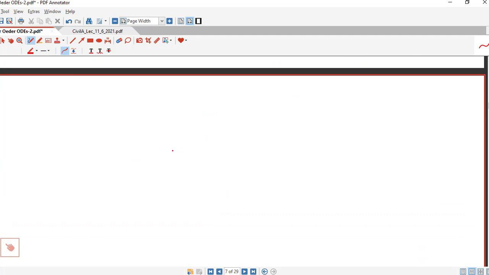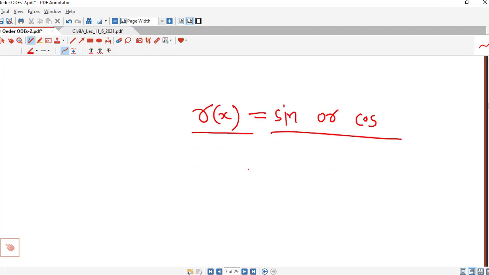In the next lecture we will discuss how to find the particular integral if the right hand side is either a sine function or a cosine function. So this is all about this lecture.